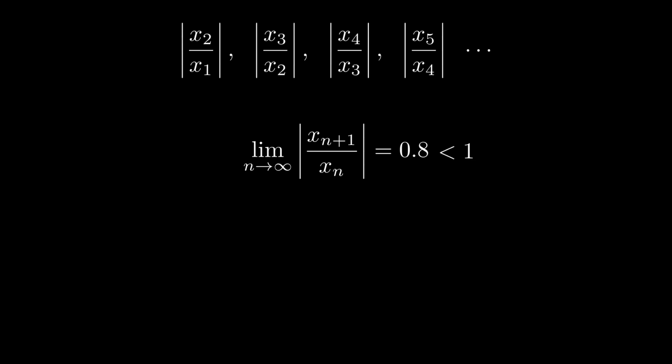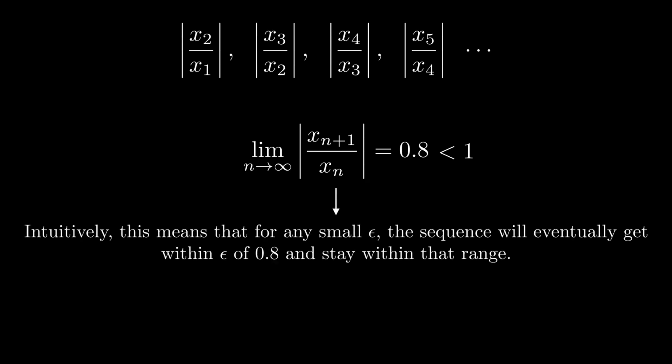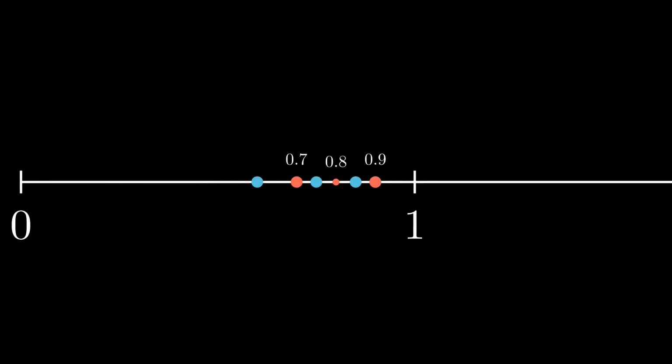If the limit is 0.8, then intuitively, this means that we can pick a really small epsilon, and the sequence of ratios will eventually get within epsilon of 0.8, and it will stay within that range. So let's pick 0.1 for our epsilon. This means that our sequence eventually gets confined to the interval 0.7 to 0.9. I said eventually, but let's make it even more concrete.